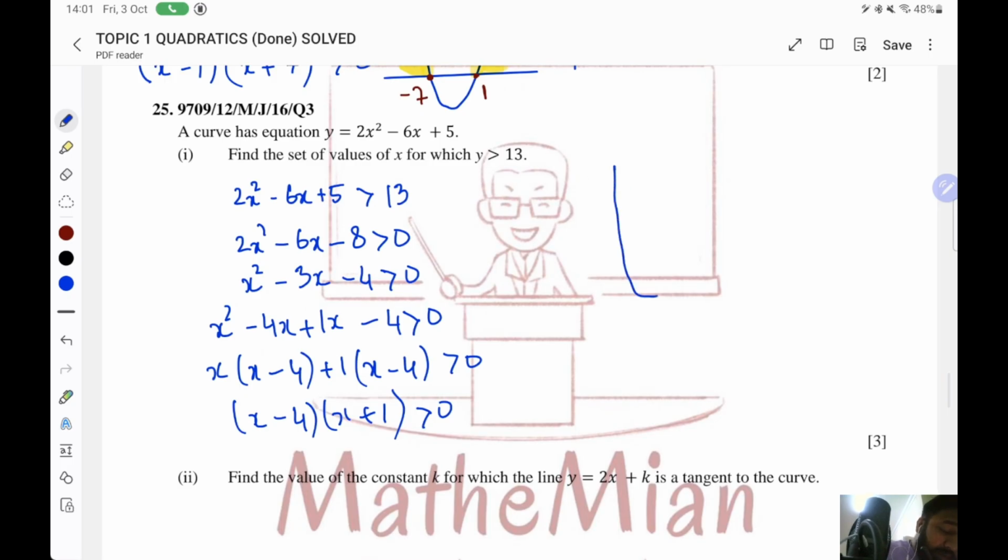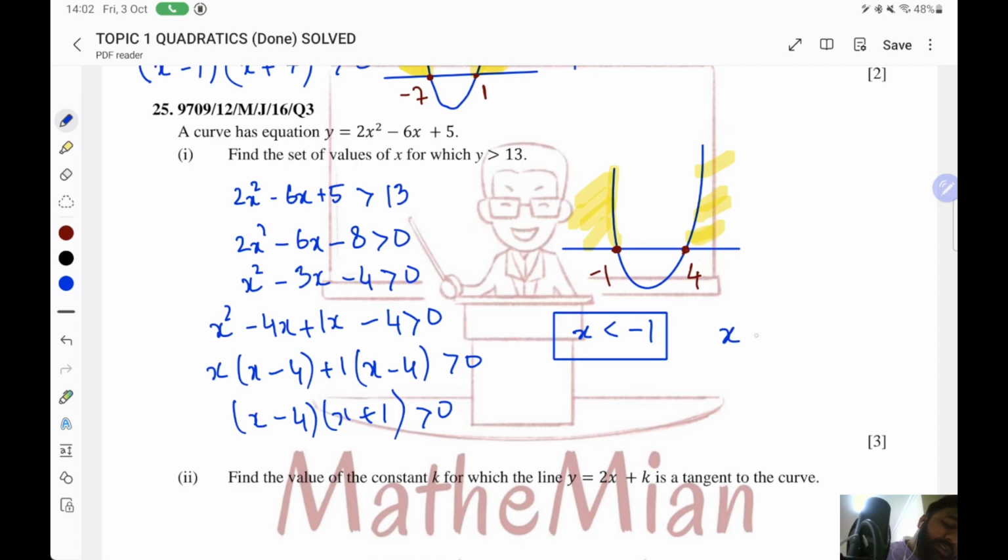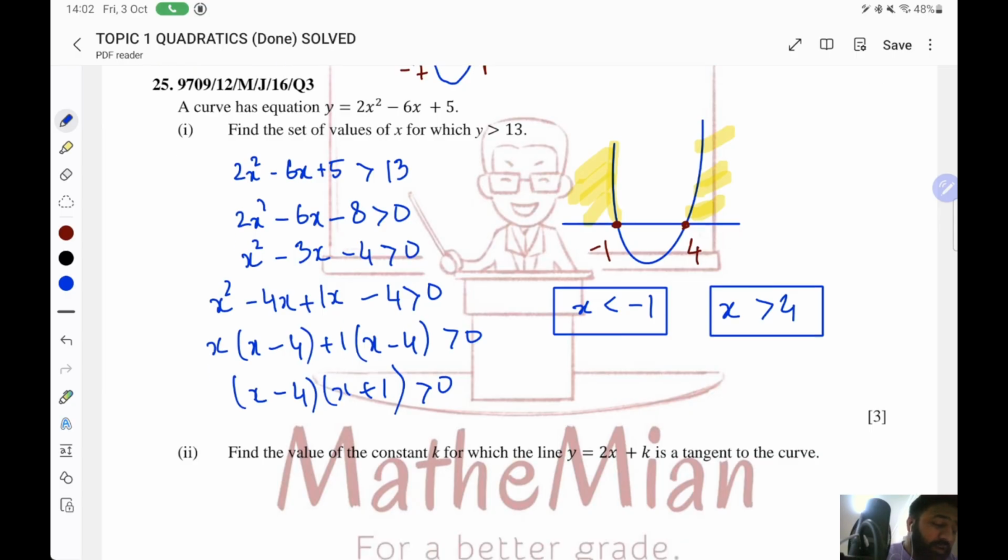If I draw the sketch, it is going to look like this. The two critical values are going to be minus 1 and the other one is going to be 4. Since it's saying greater than 0, it means the region above the x-axis. So the two answers that we will have are x less than minus 1 and the other x greater than plus 4. Let's move to the next part.